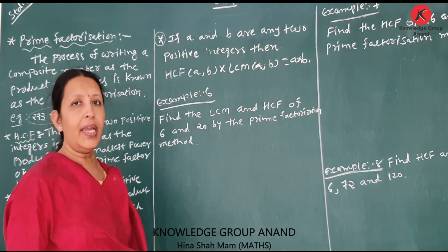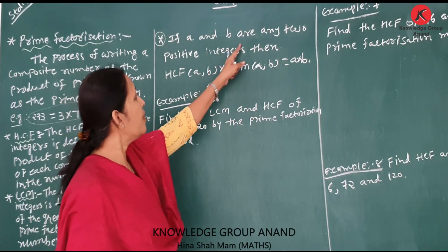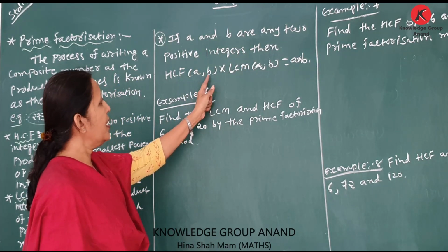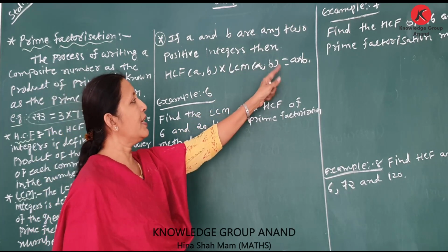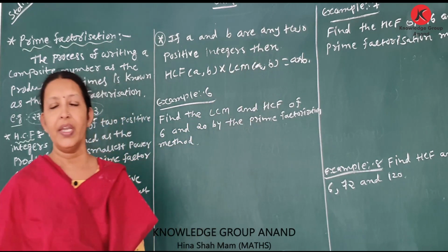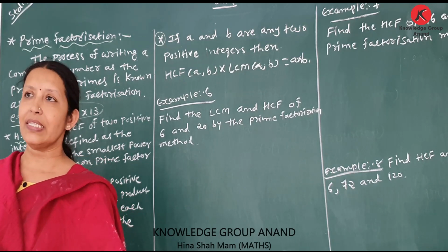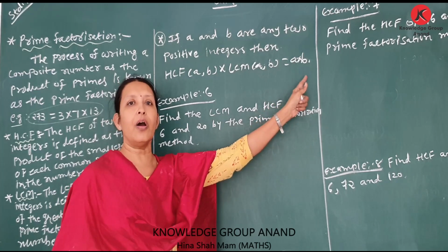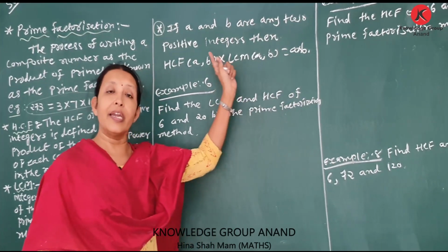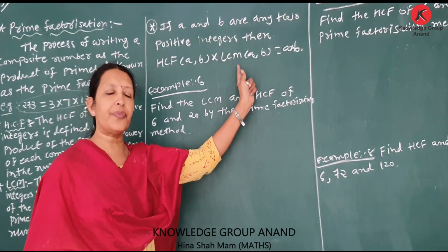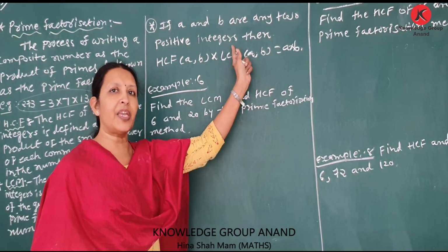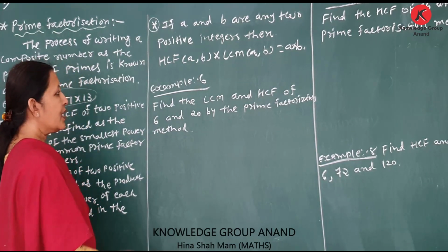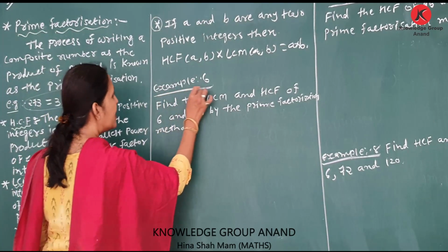If a and b are any two positive integers, then HCF of a and b into LCM of a and b is equal to a into b. Here the product of HCF and LCM is equal to the product of the two integers. This formula: HCF of two numbers into LCM of these numbers is equal to the product of these numbers. Now example number 6.